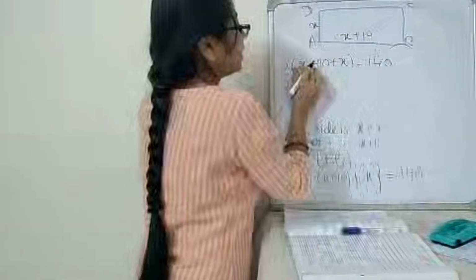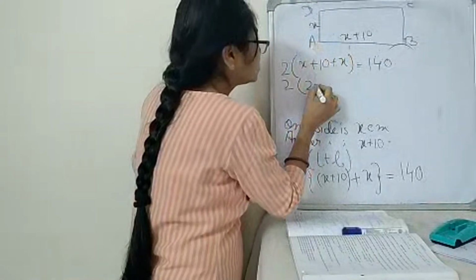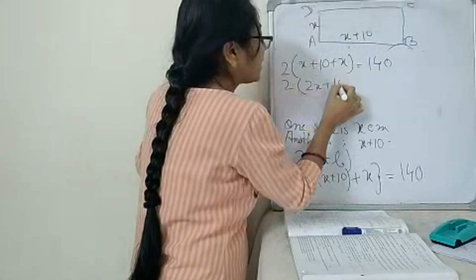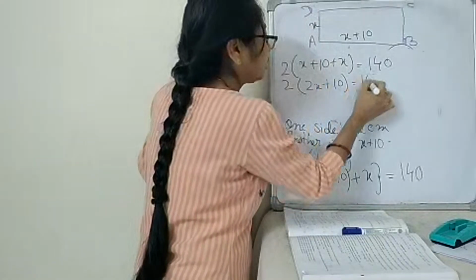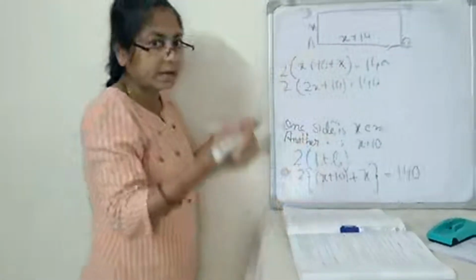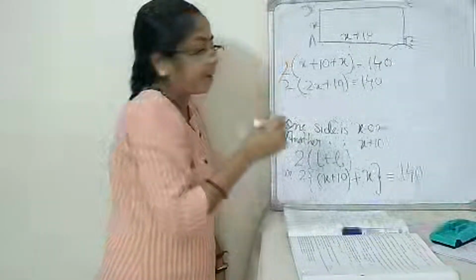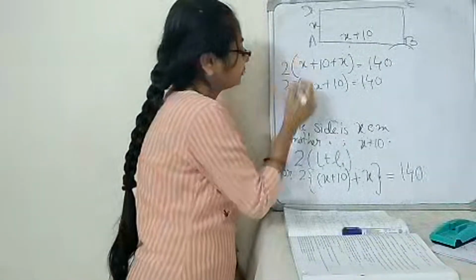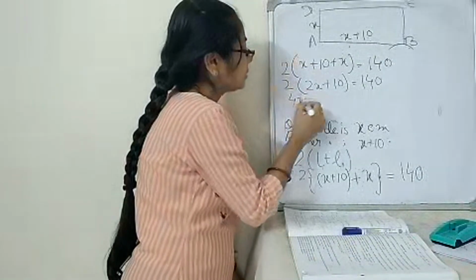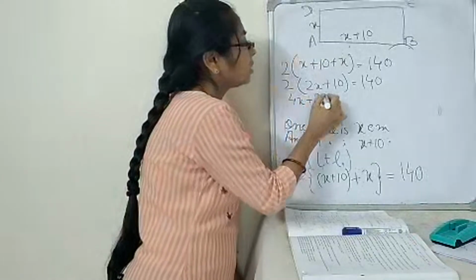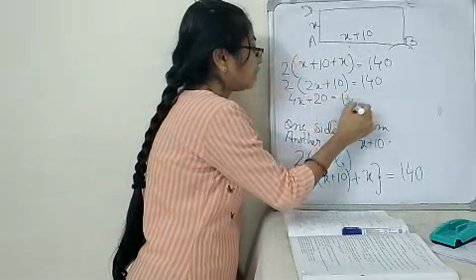x plus x, how much is it? 2x plus 10, equal to 140. Clear everybody? Now I remove the bracket. I multiply it by 2. 4x plus 20 equal to 140.